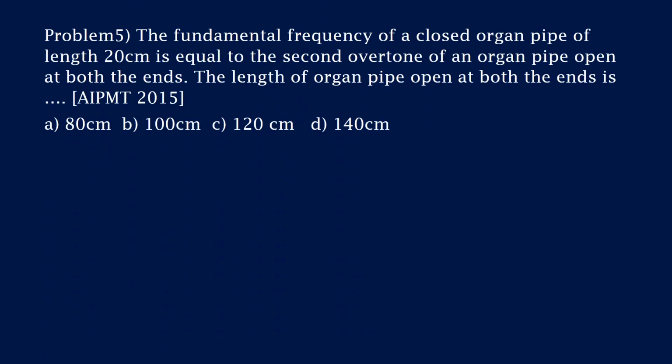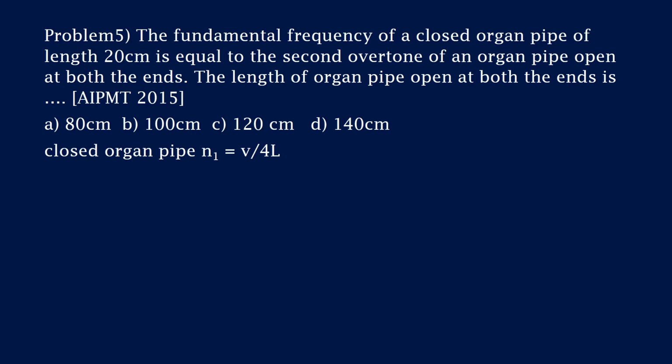Option B is correct. In this question, we are asked to find the length of an organ pipe open at both ends, given that the fundamental frequency of a closed organ pipe of length 20 is equal to the second overtone of an organ pipe open at both the ends.